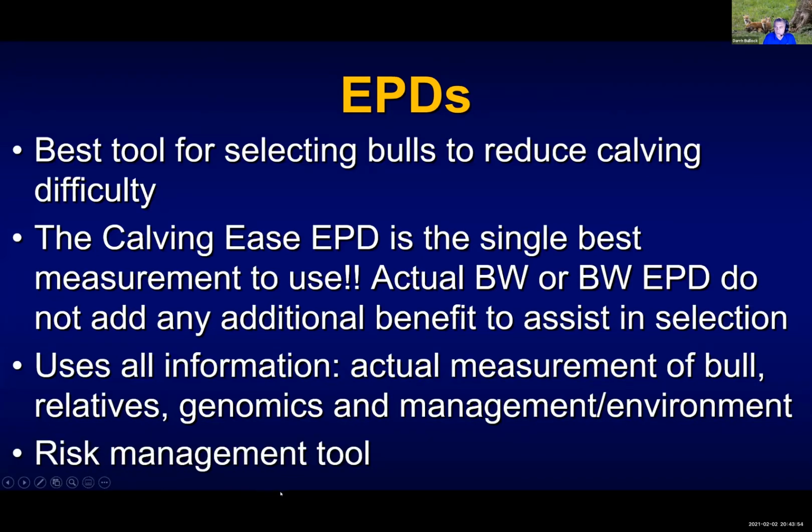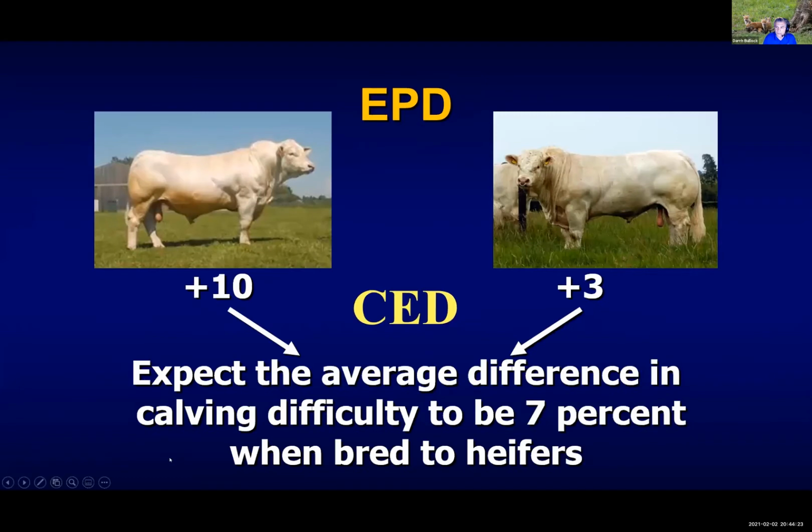So it takes all this into account to give us the single best tool that we can use for selection. And here's the thing to remember, it is a risk management tool. It is not a perfect science. You can buy a bull that by all indications is going to be a calving ease bull based on his EPDs and have to pull some calves. That's a fact of life, but it will absolutely reduce making those kinds of mistakes, as opposed to just using the actual birth weight or birth weight EPD, where you would make more mistakes.